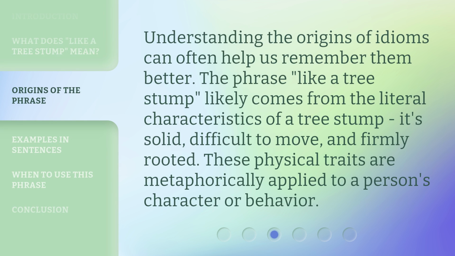Understanding the origins of idioms can often help us remember them better. The phrase, like a tree stump, likely comes from the literal characteristics of a tree stump. It's solid, difficult to move, and firmly rooted. These physical traits are metaphorically applied to a person's character or behavior.